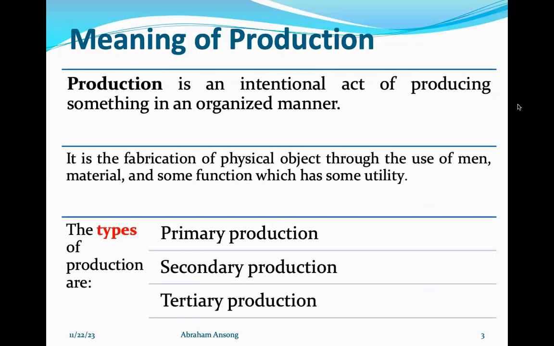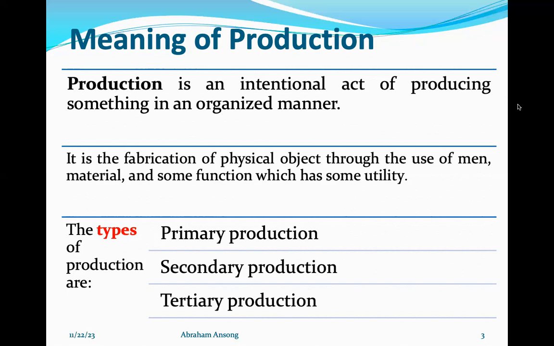So production is an intentional act of producing something in an organized manner. It's an intentional act of producing something in an organized manner, not anyhow, but there are structures in place in order to help you to produce something. It is the fabrication of a physical object through the use of man or human resource, material, and some function which has some utility. All right, so it could be a physical object, something tangible, or it could be a function which has some form of utility for people.